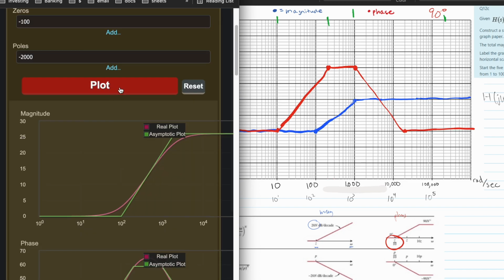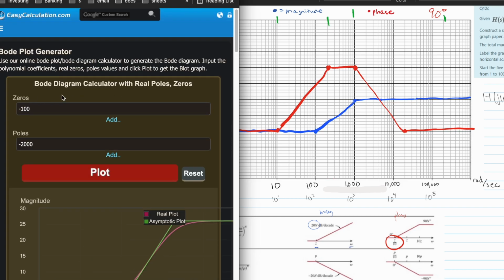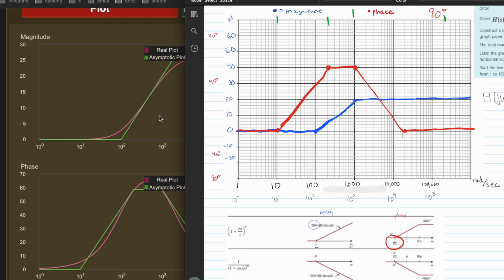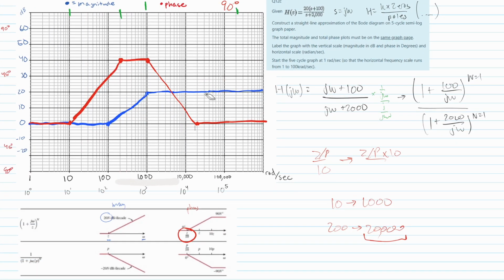Now, if we go on a different calculator, same thing, it's very similar. It's going to give us the asymptotical plot, which is what we want. We don't want the real plot because Bode diagram is based on asymptotical, not real. It's going to look exactly like what we have here, same measurements and everything. So we can use online tools just to check our work, but it's important to know how we got here. And so that is how we do the Bode diagram.